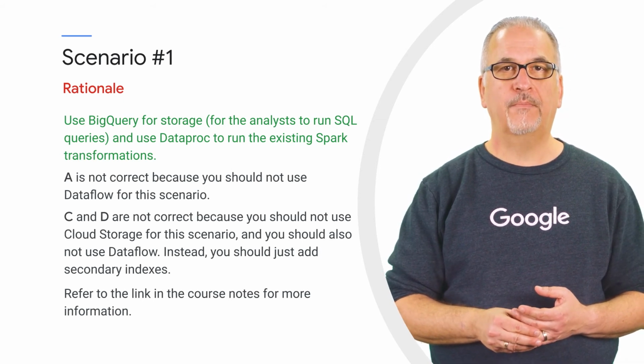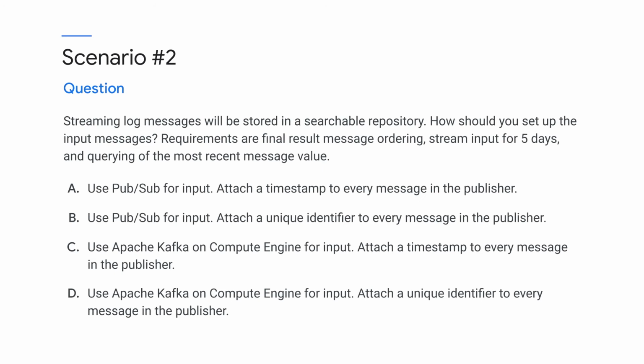Ready for another one? You are selecting a streaming service for log messages that must include final result message ordering as part of building a data pipeline on Google Cloud. You want to stream input for 5 days and be able to query the most recent message value. You'll be storing the data in a searchable repository. How should you set up the input messages?